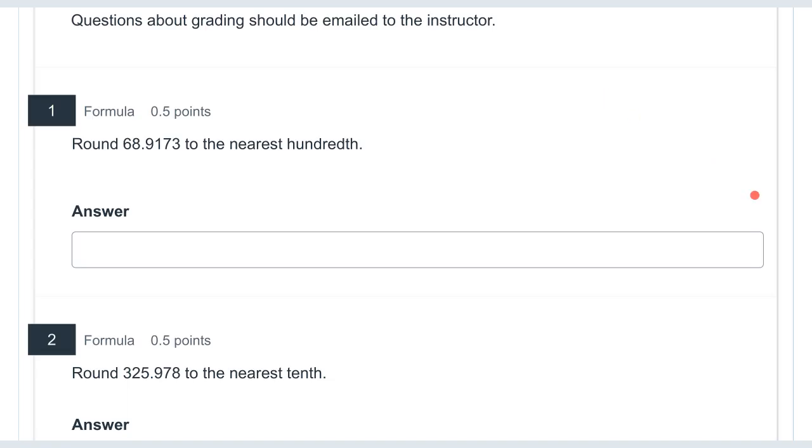When we round numbers, we have to look at the place value. So let's start with the number 68.9173. Start by identifying the rounding digit, which is in the place value spot, in this case, the hundredths. So we are looking at that 1 right there.